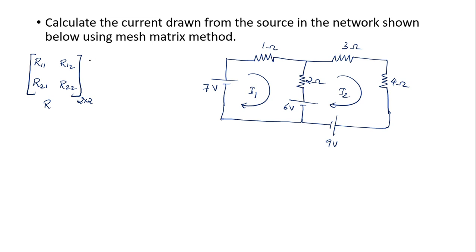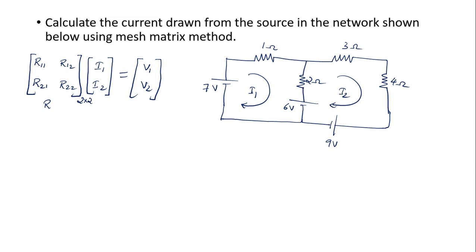This will be multiplied with a current matrix, which is a column matrix, and the elements are I1 and I2. So R into I is equal to V. That is our Ohm's law, right? On the right side you have a voltage matrix with V1 and V2. I1 and I2 are our mesh currents, and we have to find out I1 and I2. That is our aim, and finally we can see what they have asked in the problem.